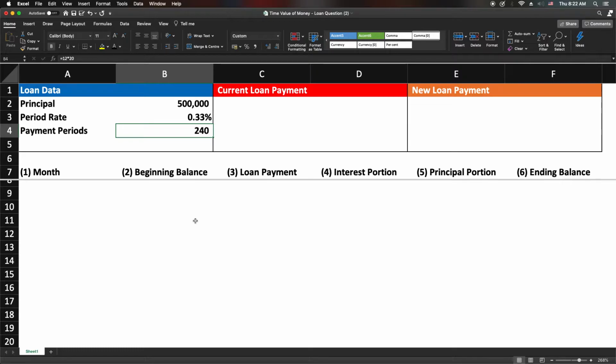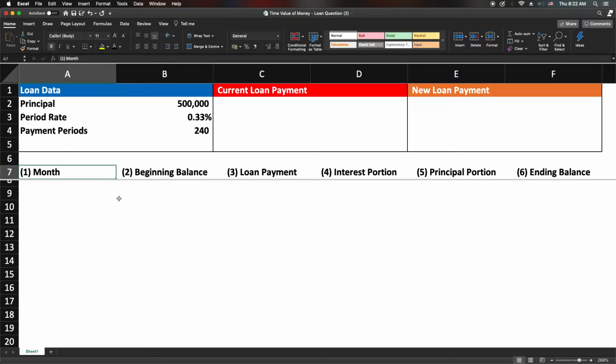A typical amortization schedule is made up of 6 columns of data. The first is the payment month. The second is beginning balance, which shows the principal amount of the loan at the beginning of a month. The third is loan payment. We then break down the payment into 2 components, the interest portion and principal portion of loan payment. And finally, we have ending balance, which shows the principal amount at the end of a month after the payment is made.